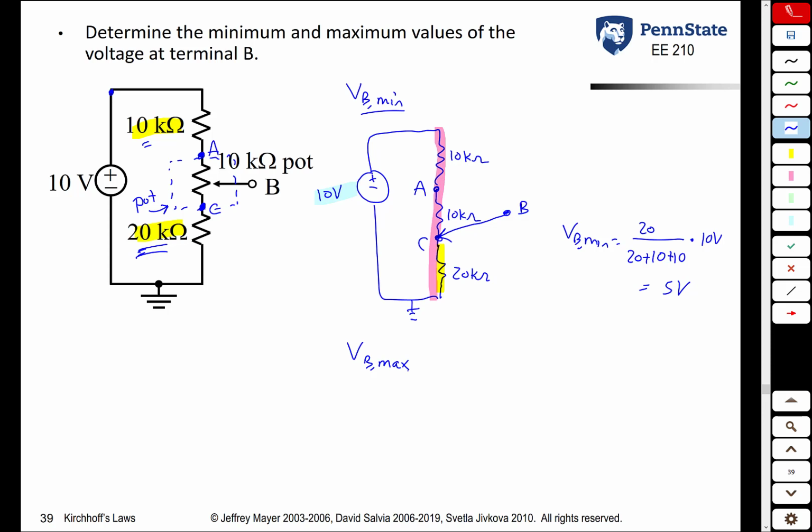Likewise, if we want to calculate the maximum voltage at terminal B, we still have these two external resistors and our pot. Once again, 10 kilo ohm. This is our 10 kilo ohm pot. 20 kilo ohm. That's terminal A. That's terminal C. Now, maximum is when we're up there. There is B.